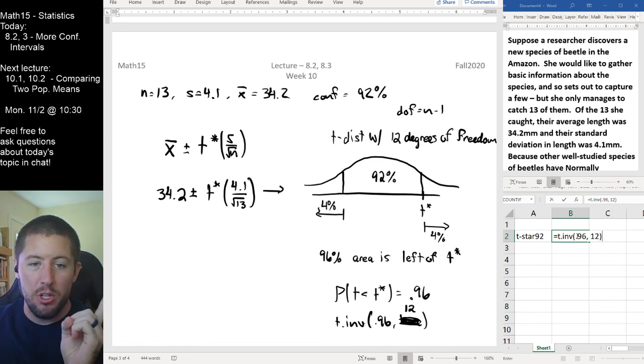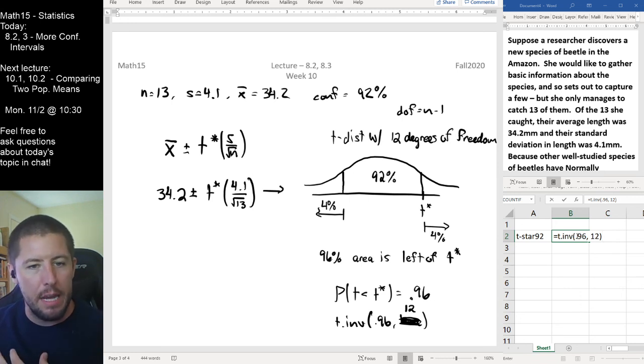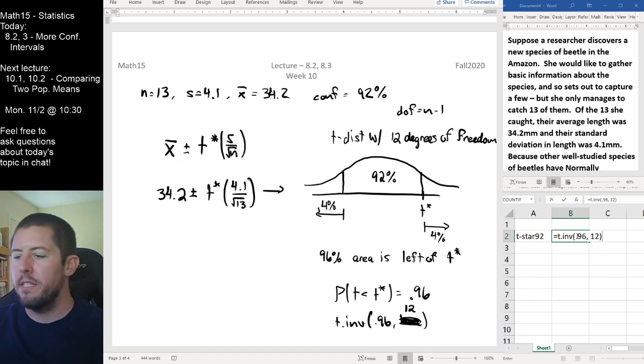For the t distribution, on the other hand, the shape is slightly different depending on how large your sample was, because we have more information for the sample. S is closer to sigma as n gets bigger and bigger. There's actually an infinite number of different t distributions, and we specify which one by the sample size minus 1, which is our degrees of freedom. So that's why I'm giving 12 instead of 13 here.